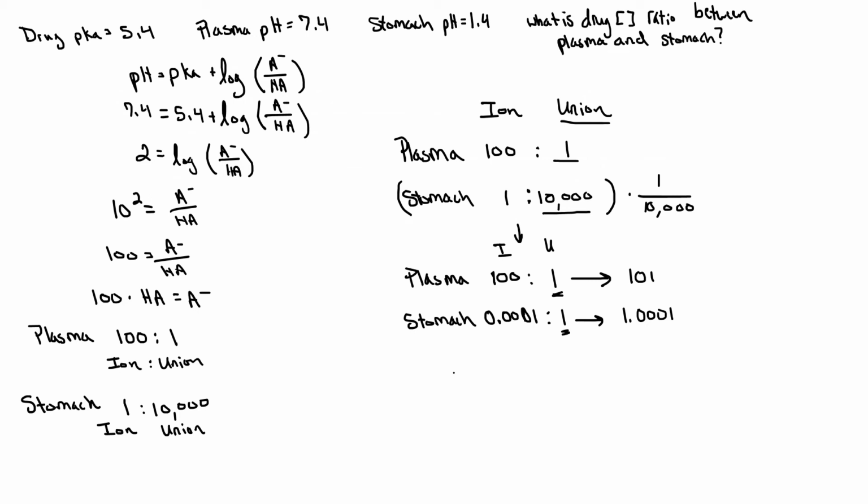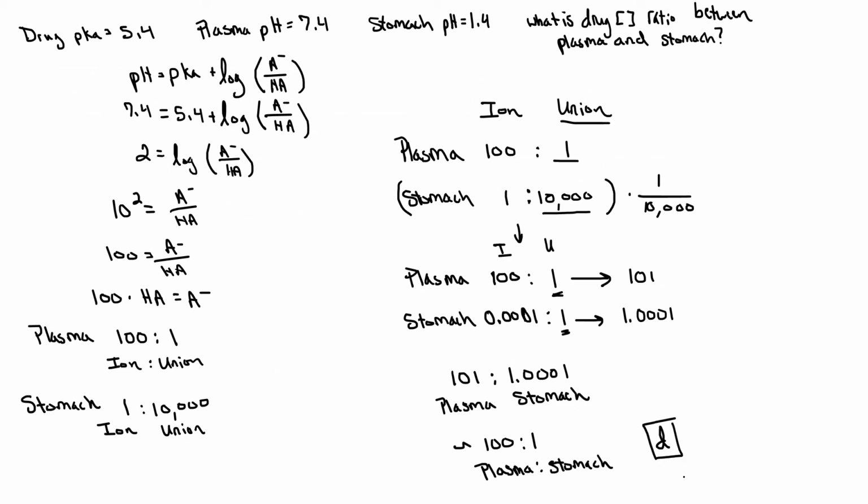Okay? And the question is just asking, what is the ratio between these two concentrations? So our ratio is going to be 101 to 1.0001, plasma to stomach. So in total, our ratio is about 100 to 1 plasma to stomach. And if you look at the answer on that answer sheet, it is going to be D. Okay? Hopefully this was helpful.